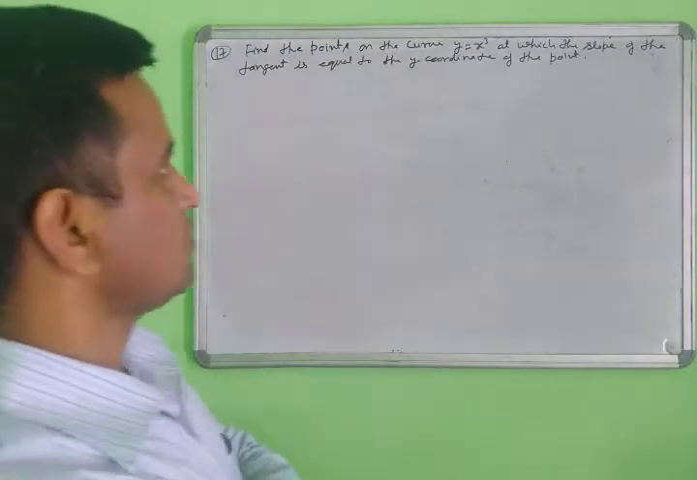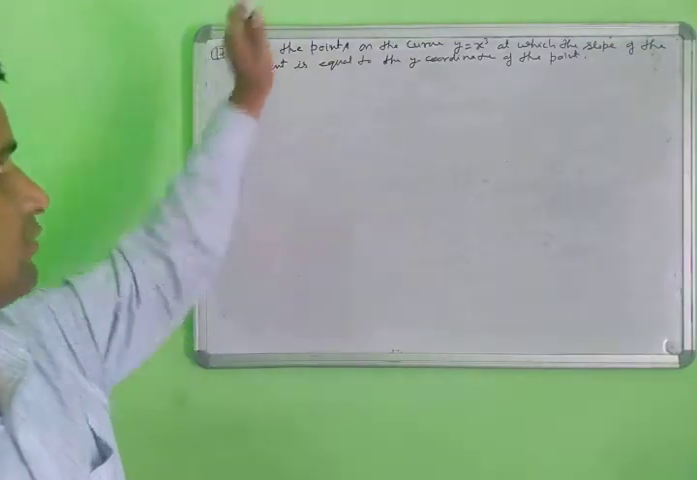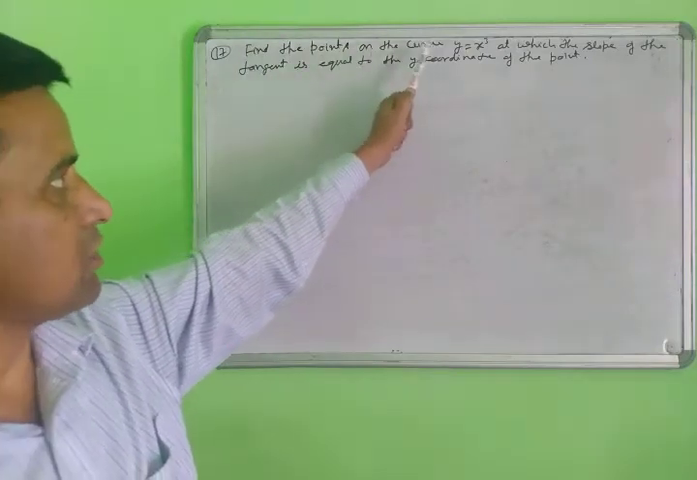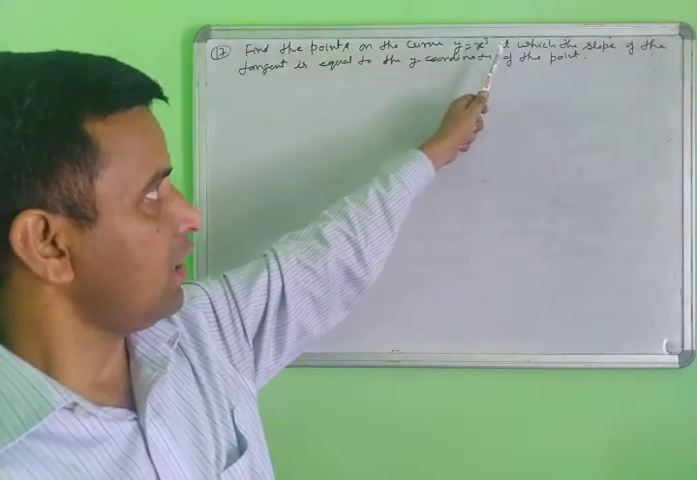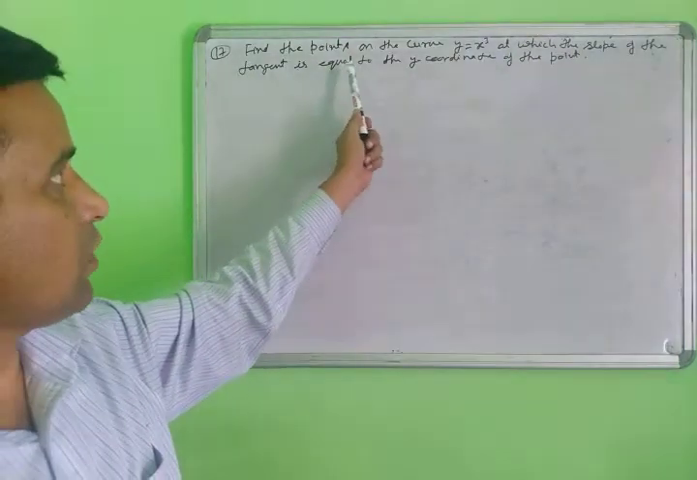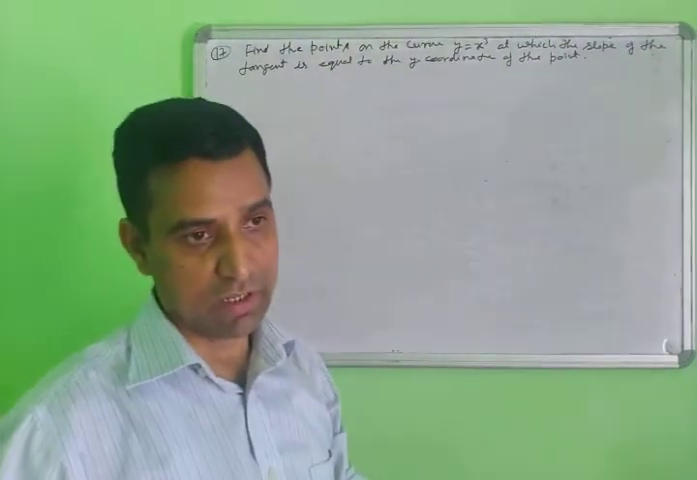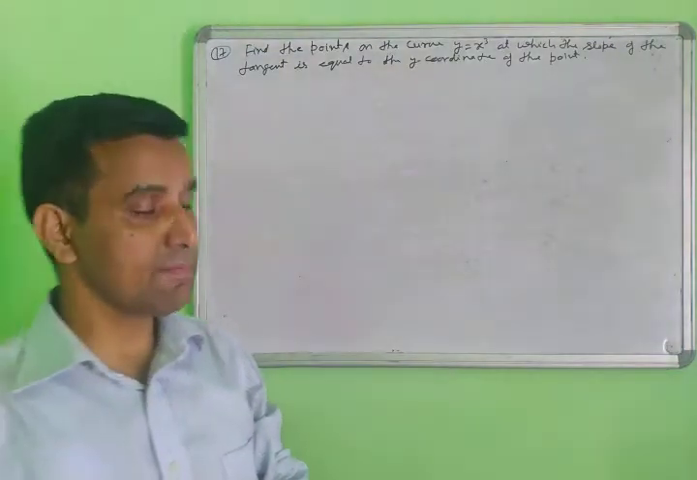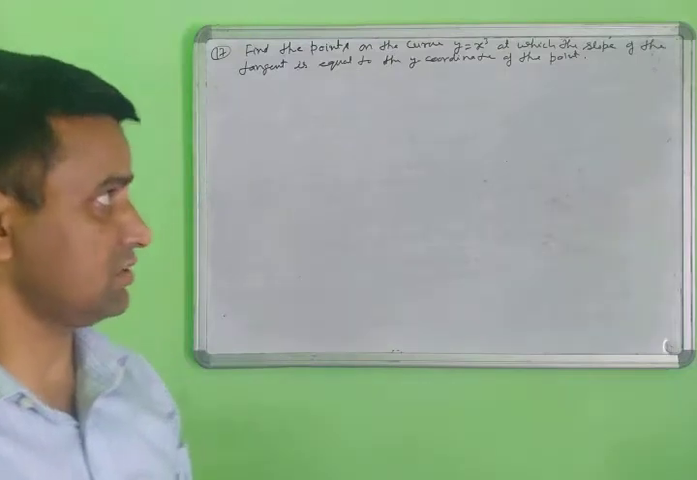Yes, students. Next question I am taking here. Same exercise, question number 17. This is a very simple question. Find the points on the curve given here at which the slope of the tangent is equal to the y coordinate of the point. The question is simple but a different type of question. Sometimes it is asked as a 2 marks question.